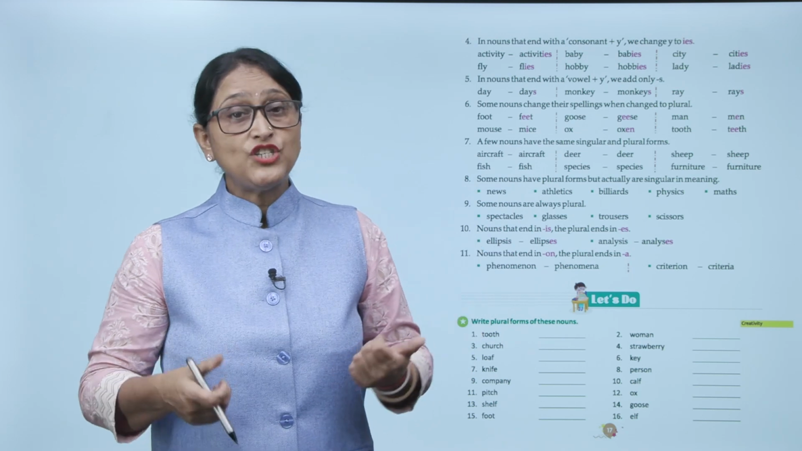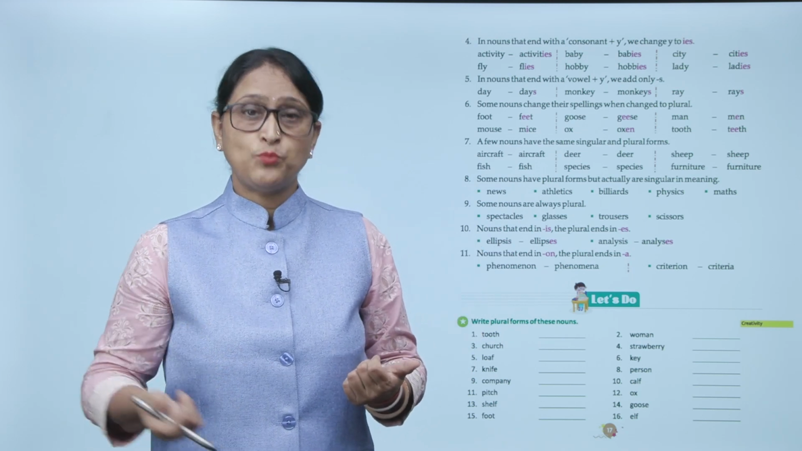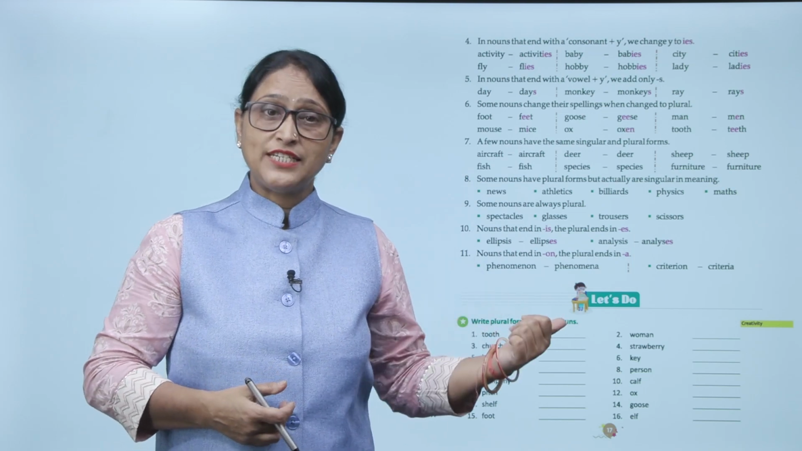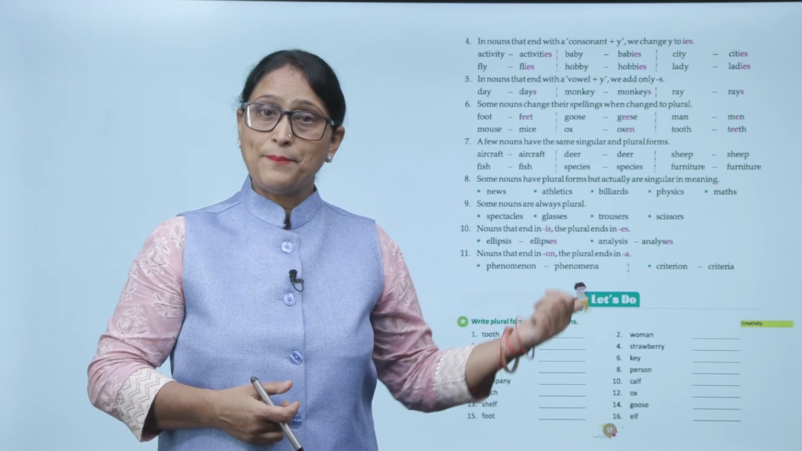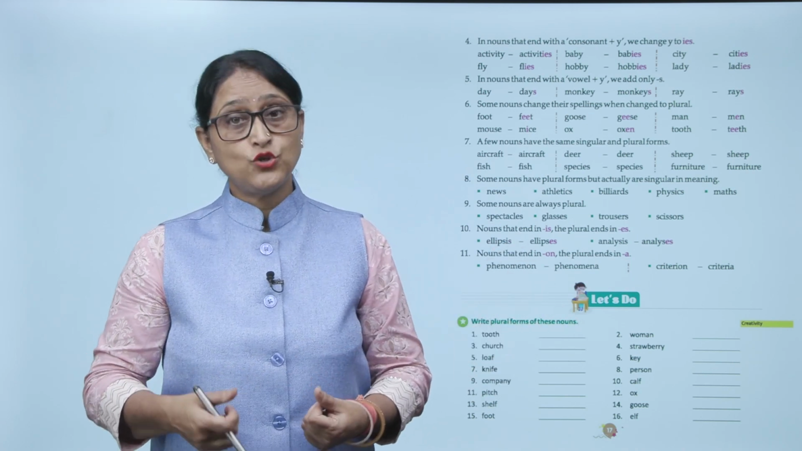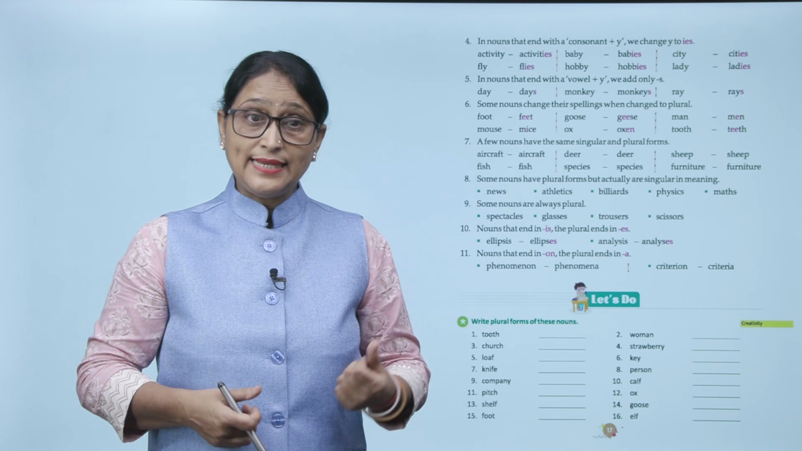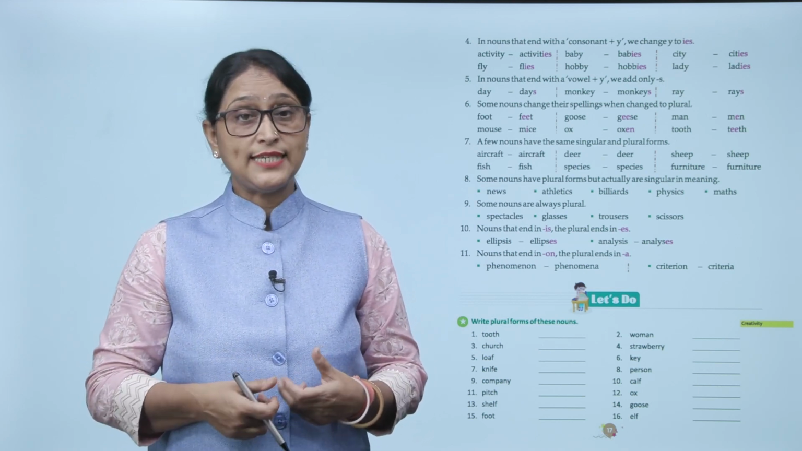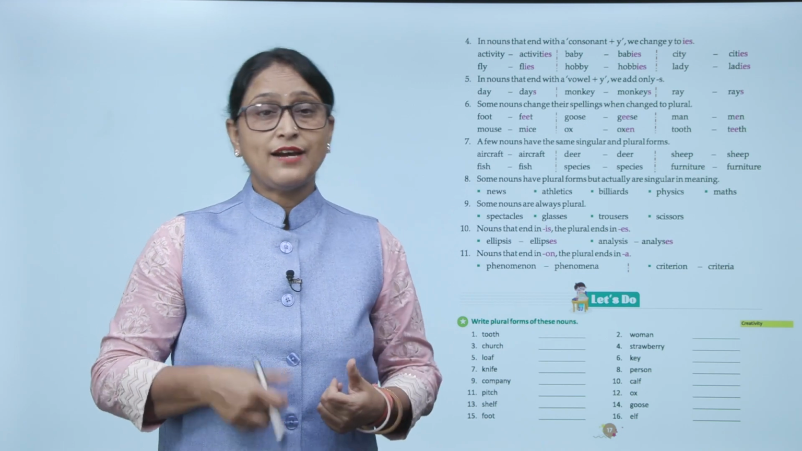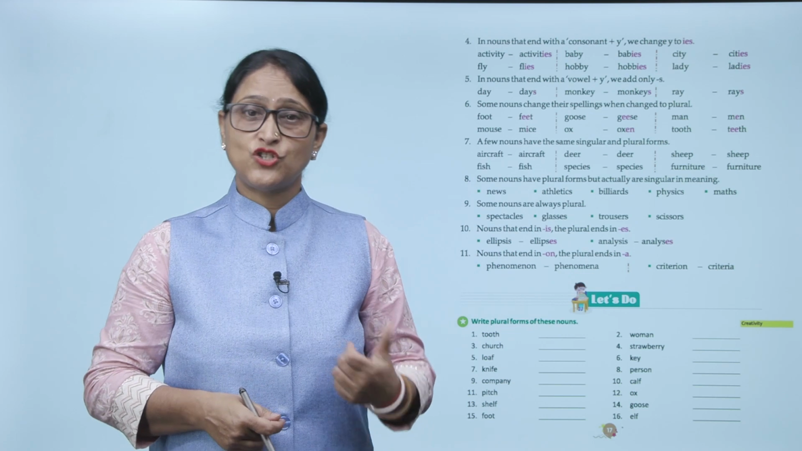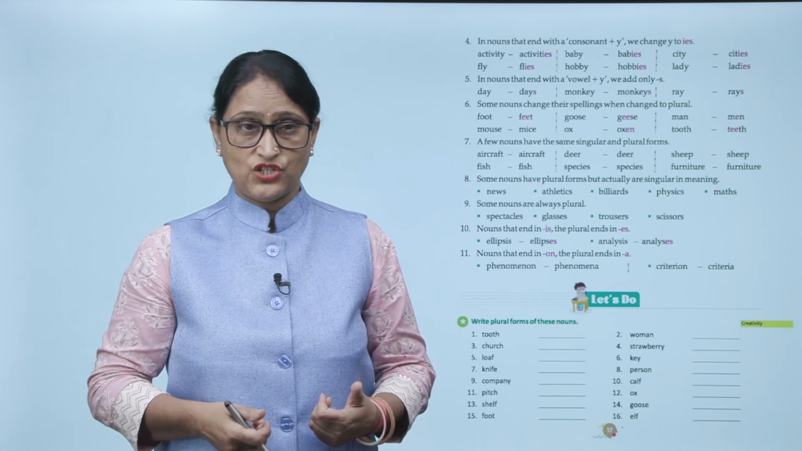Some nouns change their spellings when changed to plural. किसी किसी की spelling change कर देते हैं. Foot, feet, goose, geese, man, men, mouse, mice, ox, oxen, tooth, teeth. Next, a few nouns have the same singular and plural forms. किसी किसी की same होती है. Aircraft, aircraft, fish, fish, deer, deer, spices, spices, sheep, sheep, furniture, furniture.